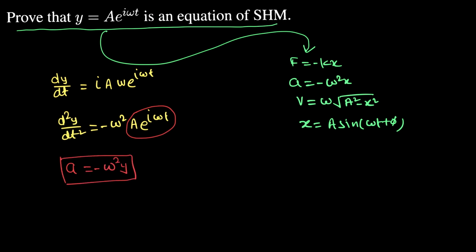Now this is satisfying one of these equations. The only difference is that one is x and the second is y. Both are displacement, and we can take it in any direction. So it is simple harmonic motion. This is an example of simple harmonic motion.